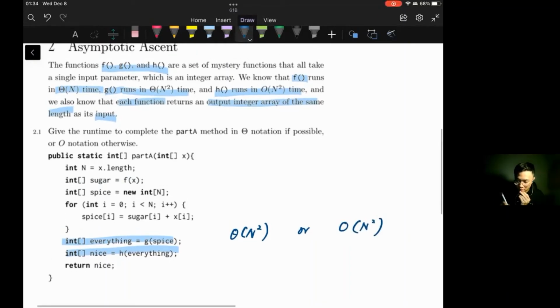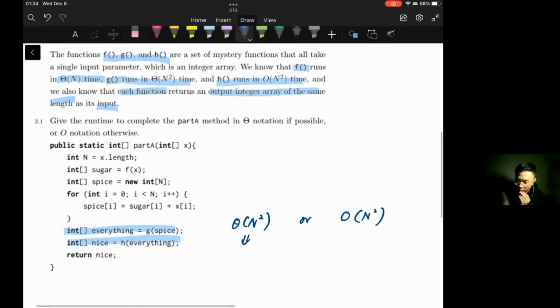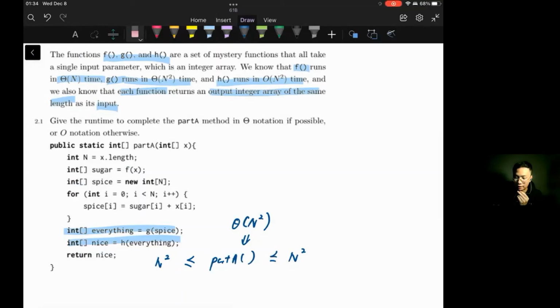Using the big Theta notation, it informs us that part A method will be lower bounded and upper bounded by the quadratic model. Theta already accounts for the fact that it will be upper bounded by a big O quadratic, right? So this is a much more informative and inclusive notation than big O quadratic. So we can just drop big O n squared and keep big Theta n squared. And this will be our answer for this question.